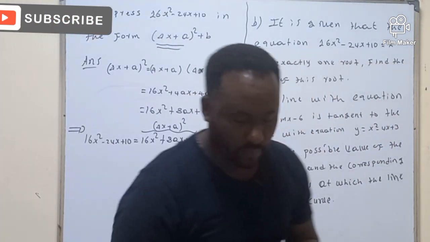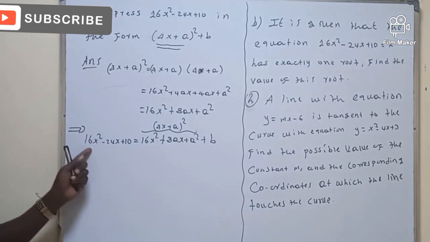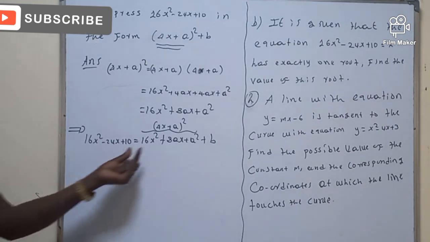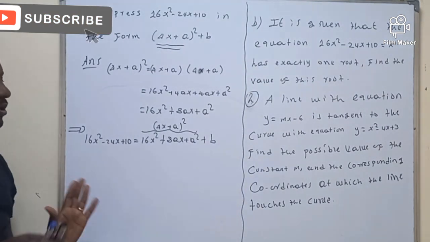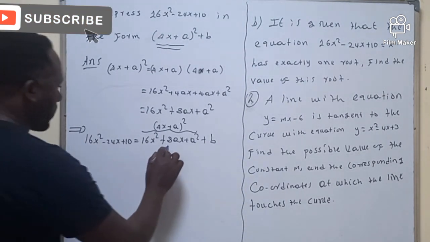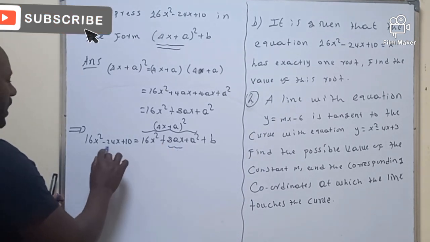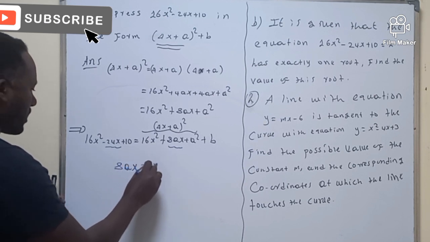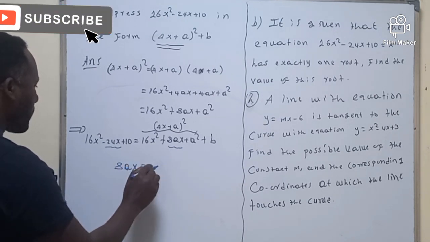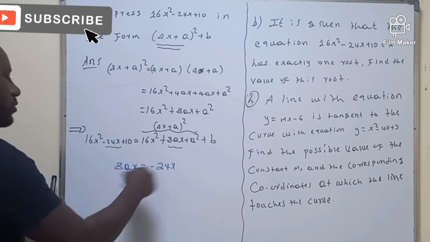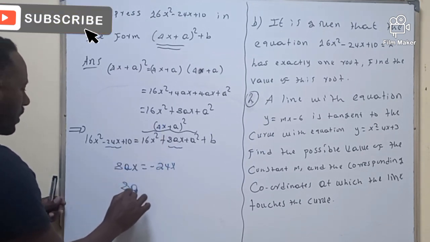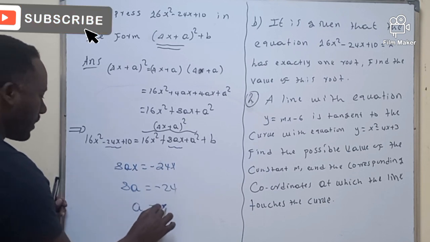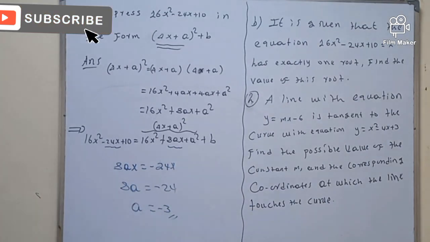Corresponding parts of the two expressions means the leading term of this and the leading term of this should be the same, but equalizing these and these has no relevance. Therefore, in order to find the values, the x coefficients should be the same. So 8ax will be negative 24x. Then x will be cancelled out. 8a is going to be negative 24. Then you can divide by 8. a will be negative 3. So this is the value for a.